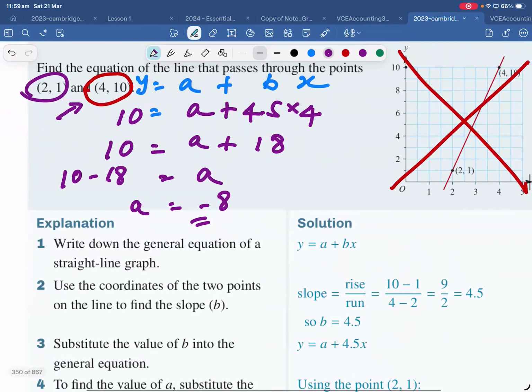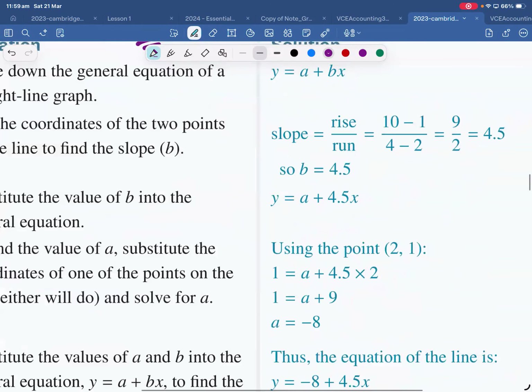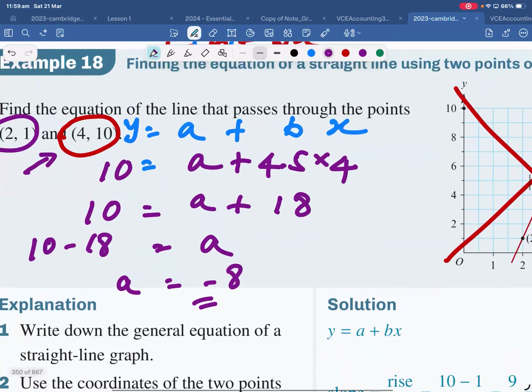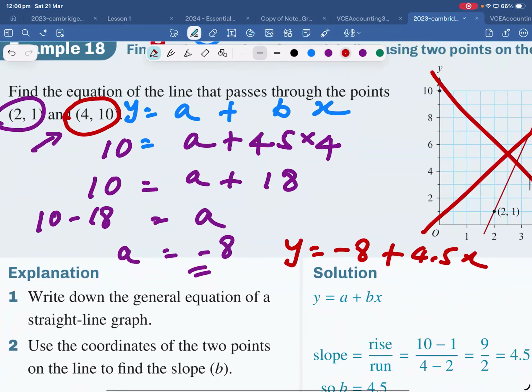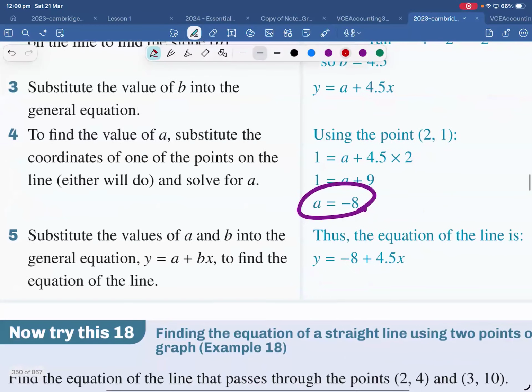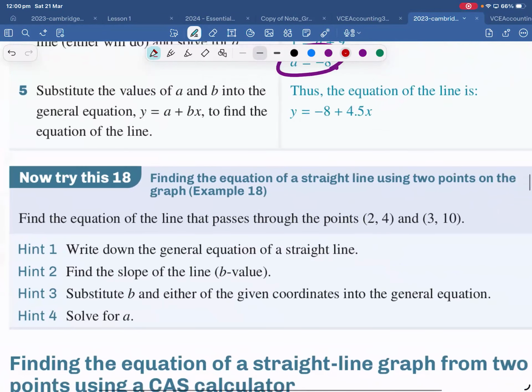So in the textbook they have taken 2 and 1, still you are getting A is minus 8. So then our equation is going to be y equals negative 8 plus 4.5x. Try this one.